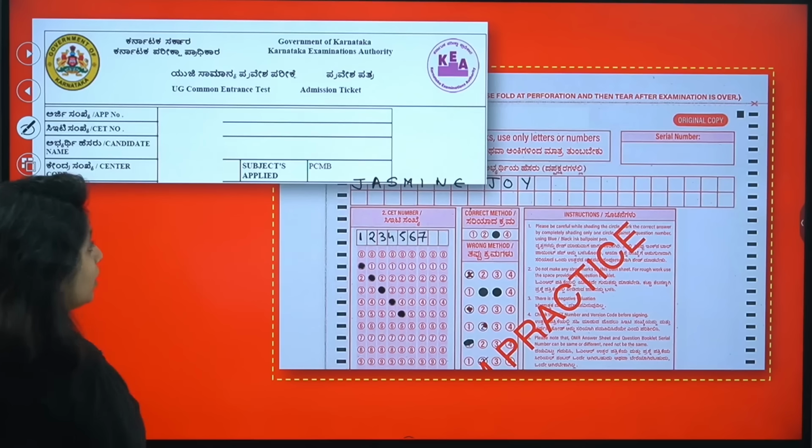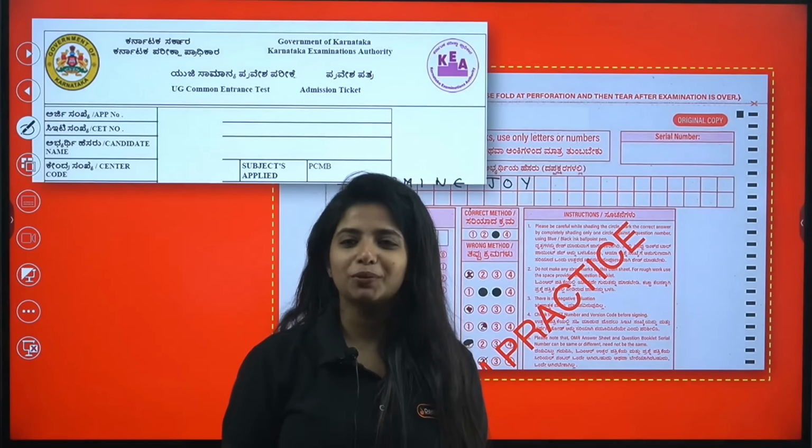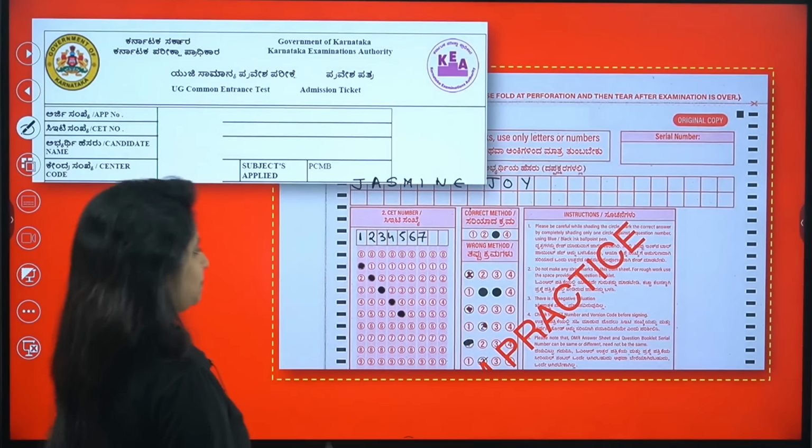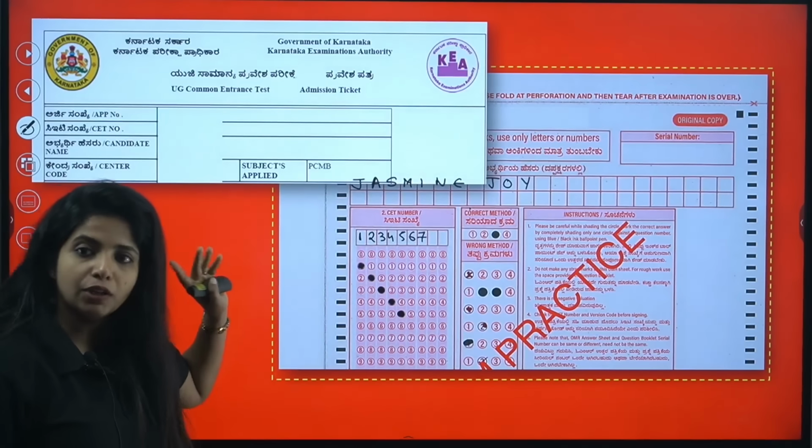Yes. Now, you might still feel that it's very silly. Who will make this mistake? There are people who make this mistake. So that is about your CET number. You are going to get the CET number from your admit card. No need to panic out there.